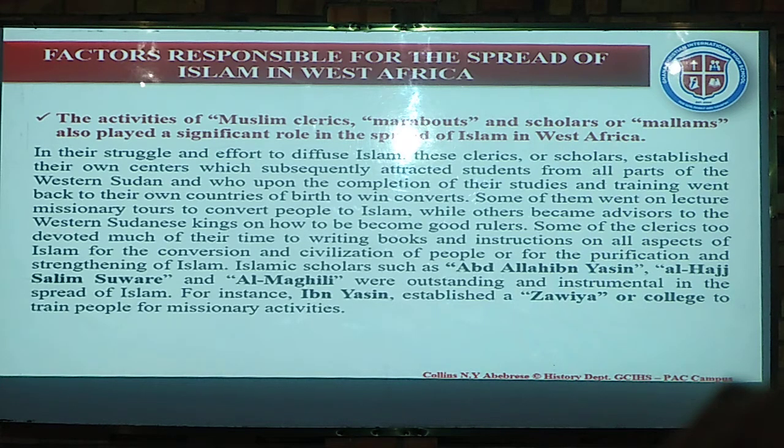Some of the clerics devoted much of their time to writing books and instructions on all aspects of Islam for the conversion and civilization of people, or for the purification and strengthening of Islam. And Islamic scholars such as Abd Allah ibn Yasin, Al-Hajj Salim Suwari, and Al-Maghili were outstanding and instrumental in the spread of Islam. For instance, Ibn Yasin established a Zawiya, or a college of trained people for missionary activity.